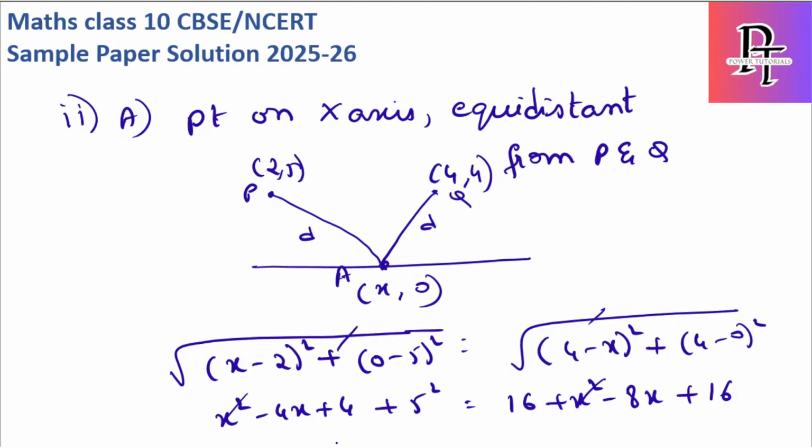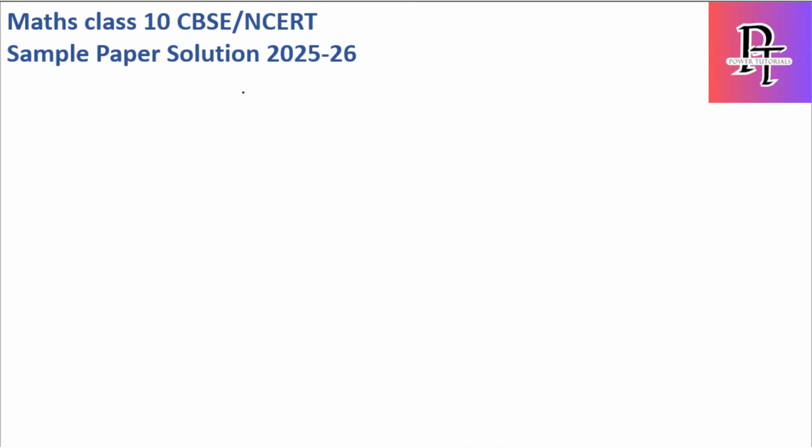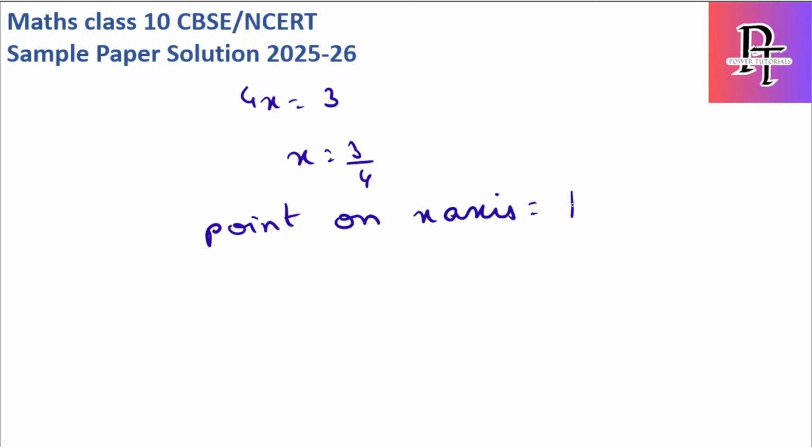If I move 8x to the right side, then it becomes 8x minus 4x, and if I move these numbers, 25 plus 4 is 29, and 16 plus 16 is 32, so 32 minus 29. Then 8x minus 4x is 4x, so 4x is equal to 32 minus 29, which is nothing but 3. So I got the x value, which is 3 by 4. So the point on the x-axis is nothing but (3/4, 0).